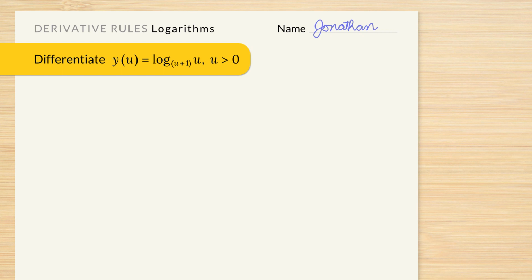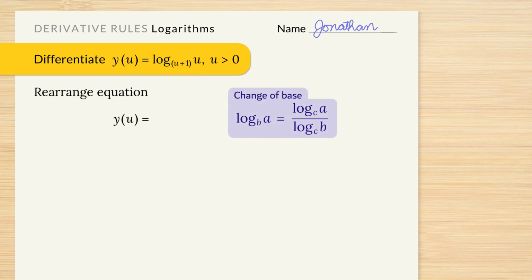Differentiate y of u equals log base u plus 1 of u. This function looks really scary because not only do we have variable in the argument, there's also a variable in the base of the logarithm. I am more used to seeing a constant in the base of a logarithm. Let's rearrange this equation by the change of base formula to make this function look like something that we're more used to. We have to pick a new base on the logarithm, and there's no easier base to differentiate on a logarithm than log base e, or ln.